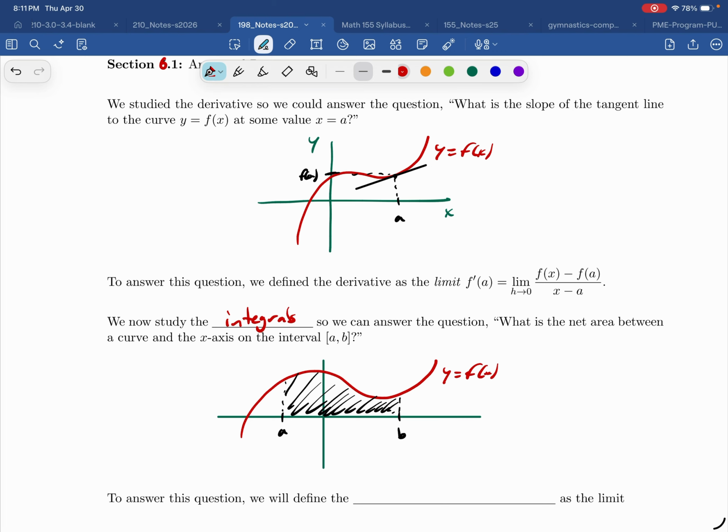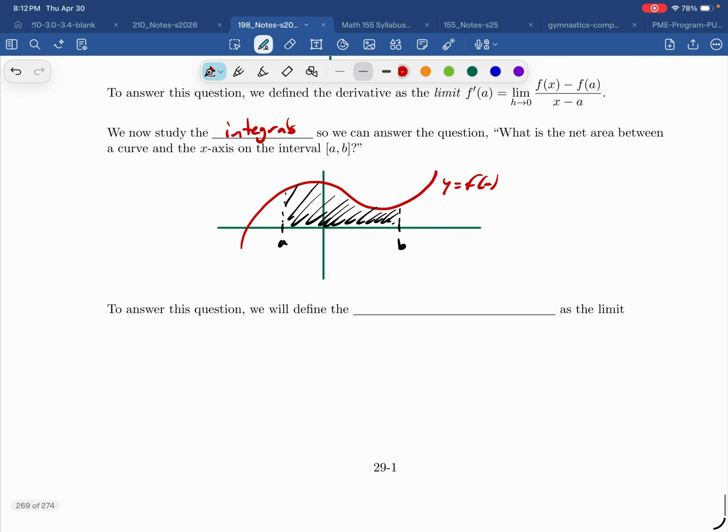All right, so we can answer the question, what's the net area between a curve and the x-axis on the interval from A to B? And I say net area because we do consider area under the curve to be negative area, which is a little weird. The same way that with velocity, we considered going backwards to be negative speed, right? Negative velocity, right?